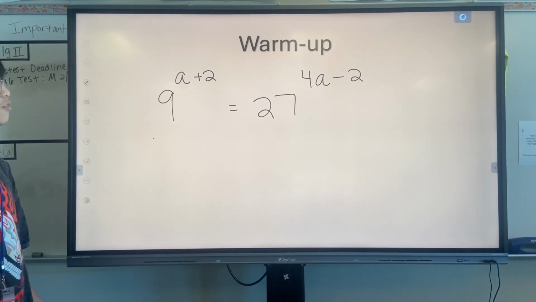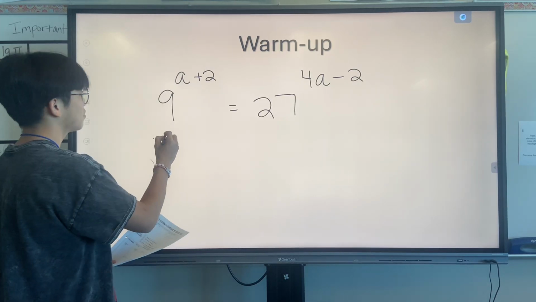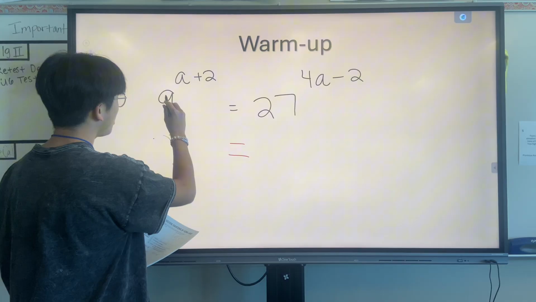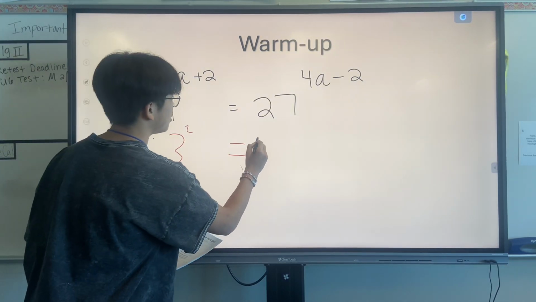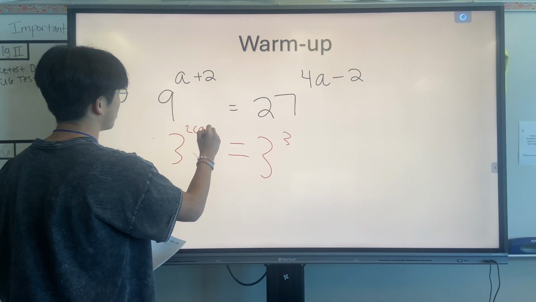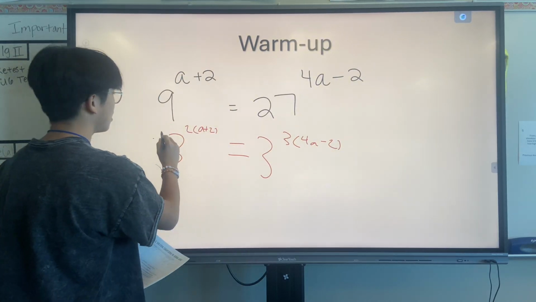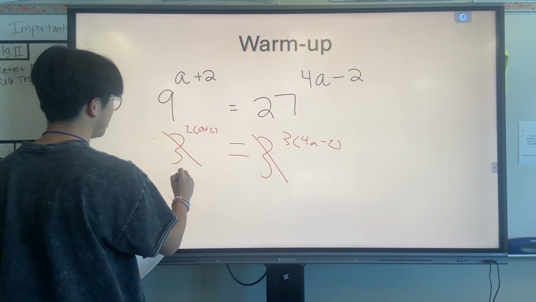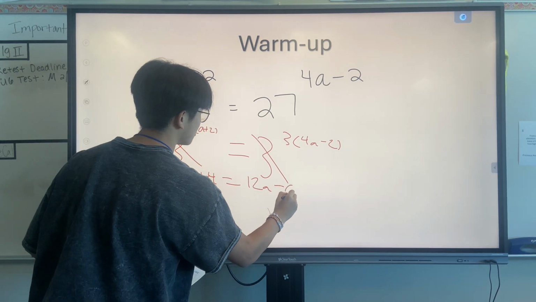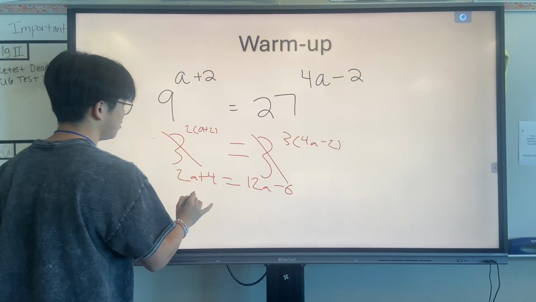Okay, so for this question, what did y'all do? Did y'all try to get the same common bases? Yes. Alright, so how we do that, y'all probably already know, is 9 would be equal to 3 to the power of 2, and then 27 would be 3 to the power of 3, and then you multiply it with the exponents that already exist. Cancel these out, and then that would be 2a plus 4 equals 12a minus 6. And then you continue on from that.